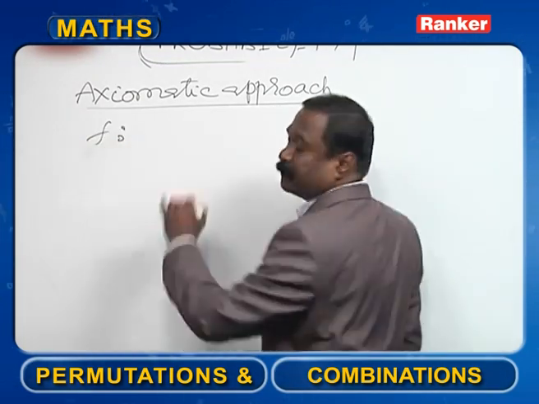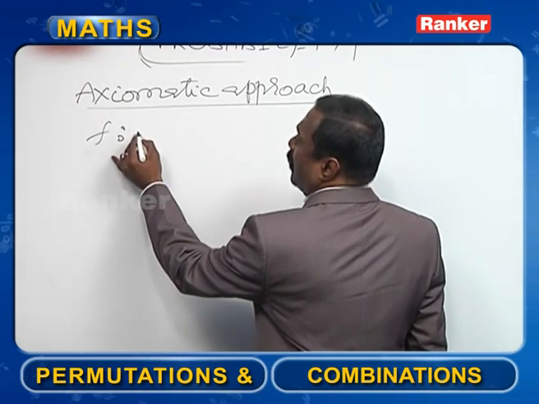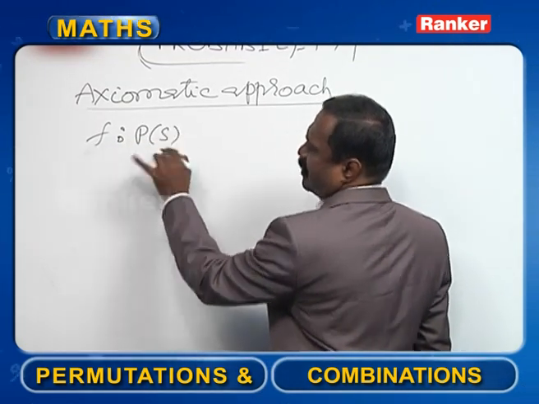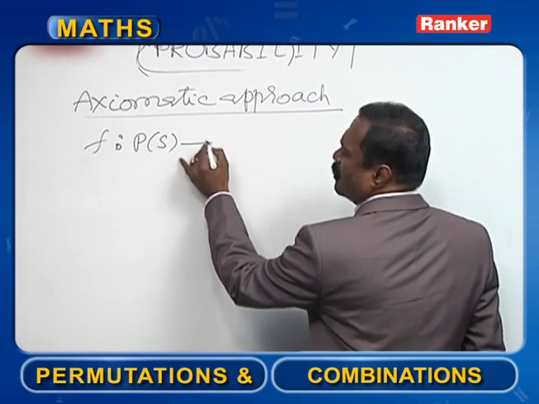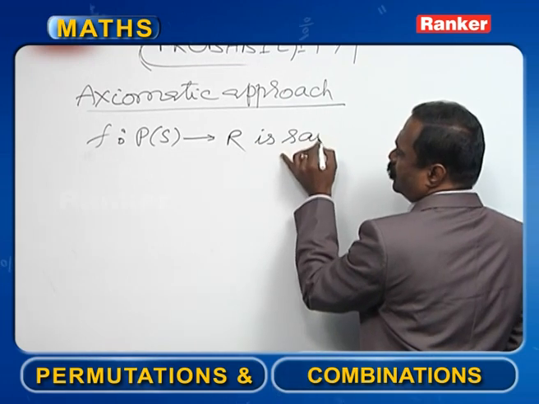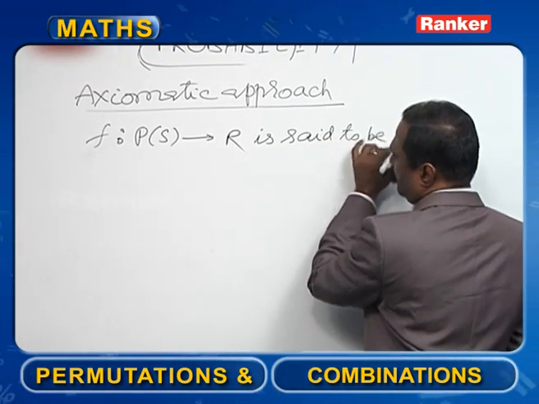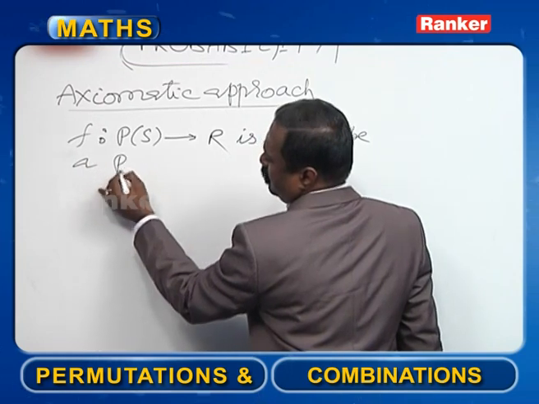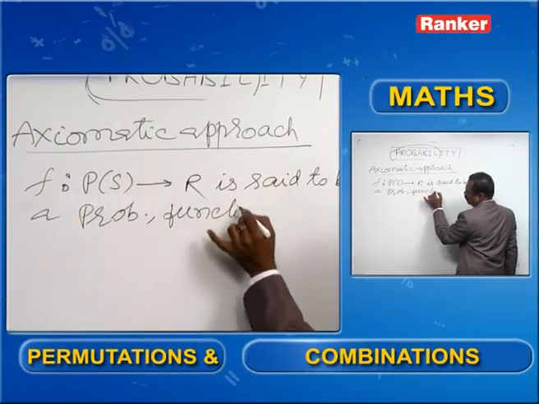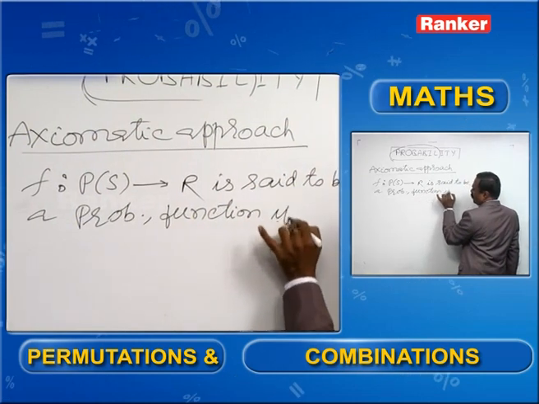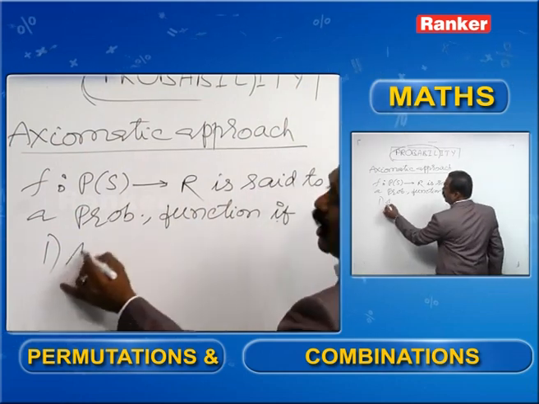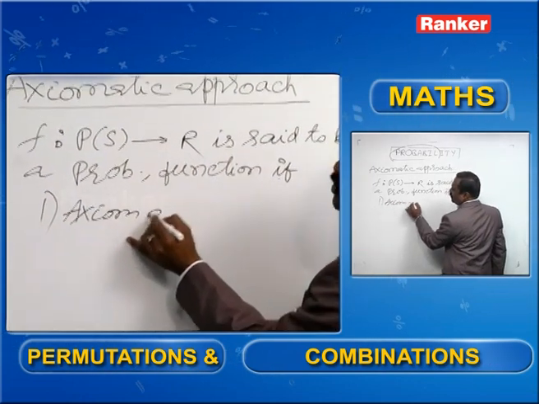So, the axiomatic approach to define probability: a function P that maps the power set of S, which is the sample space, to the real number set R is said to be a probability function if it satisfies the following three axioms. What are they? Number one, the axiom of positivity.